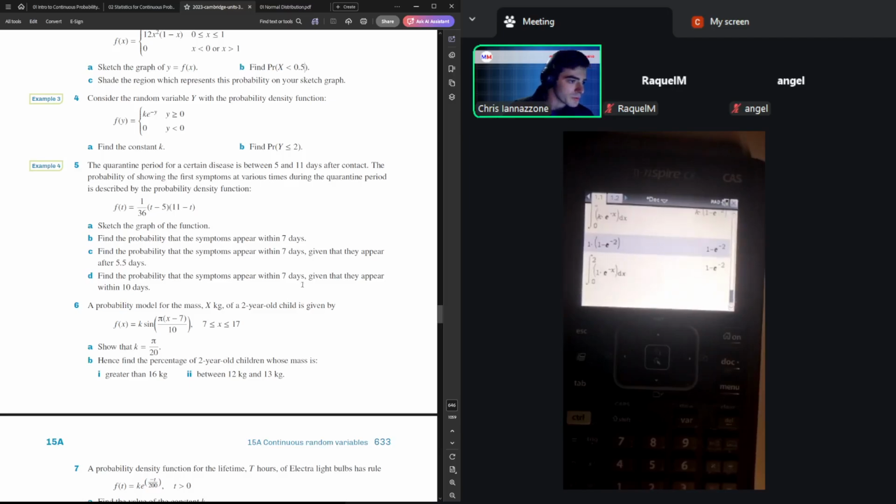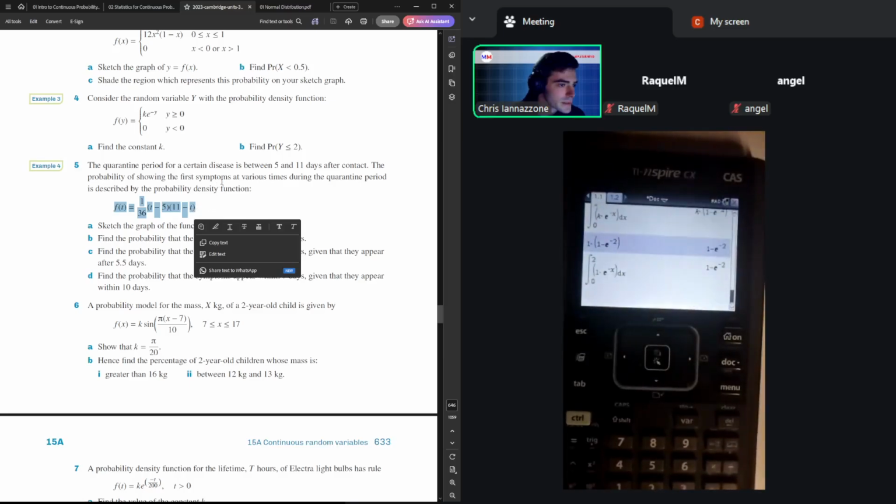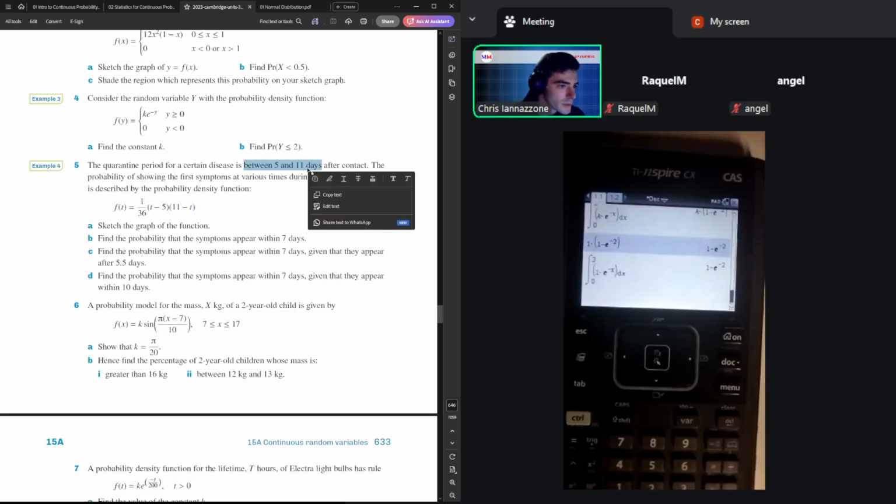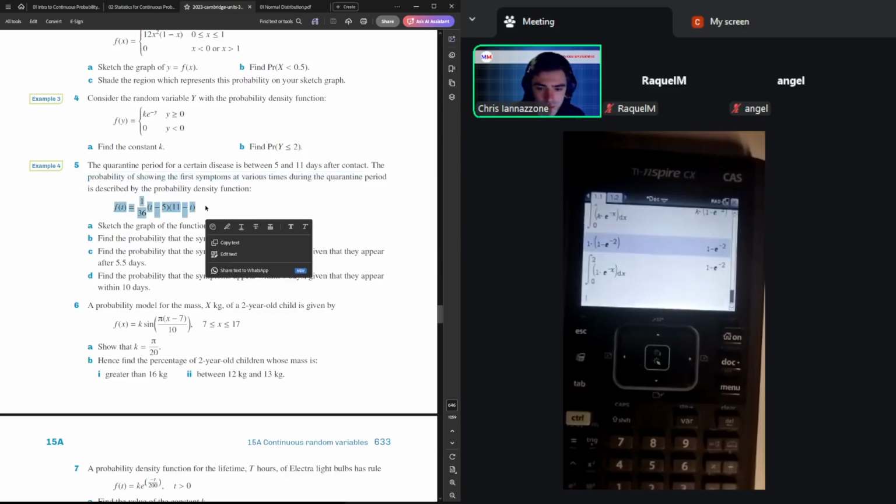Okay, question 5, start stepping things up. Okay, quarantine period of a certain disease is between 5 and 11 days after contact. The probability of showing the first symptoms at various times is described by this probability density function. So the thing on the x-axis is the quarantine period itself, and the probability of showing symptoms during the quarantine period is given by the area under this function.